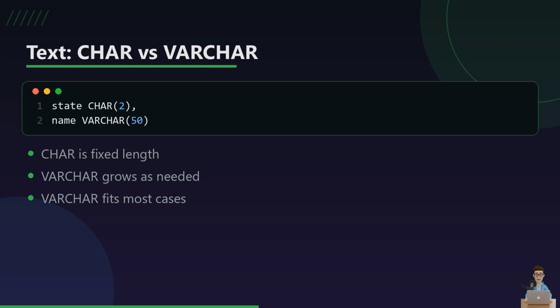CHAR is a box that's always the same size, so it's great for things that never change length, like a 2-letter state code. VARCHAR is a stretchy box that only uses the room it needs. Here's my honest take. VARCHAR is the one you'll reach for 90% of the time, and fixed CHAR is a bit overrated for general text. In short, unsure, use VARCHAR.